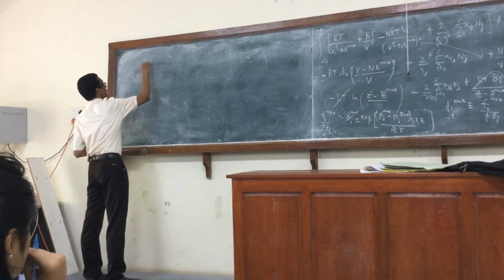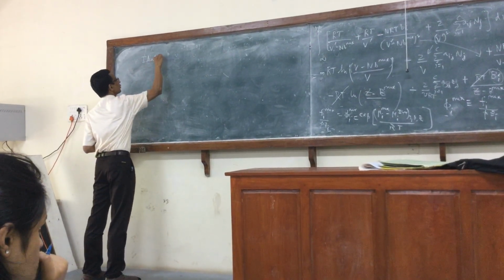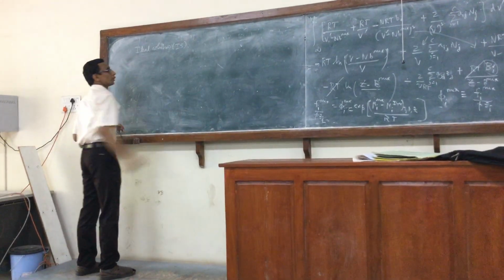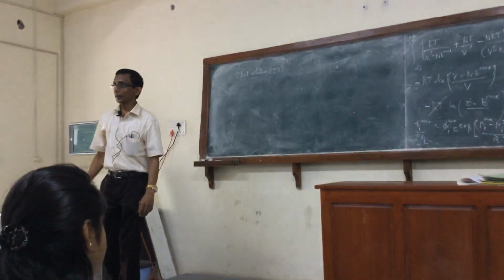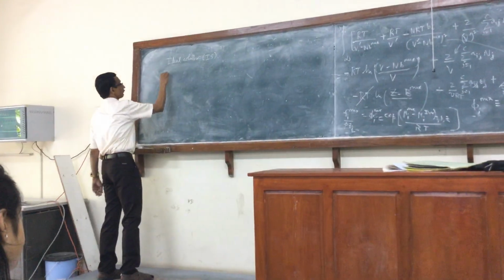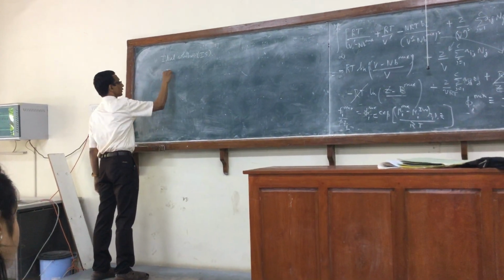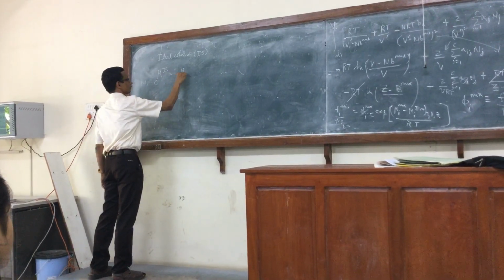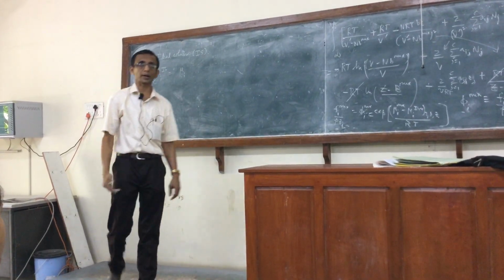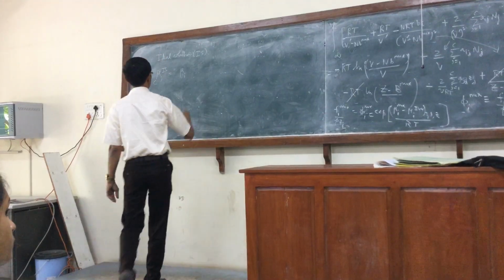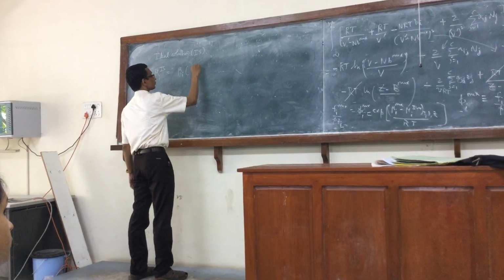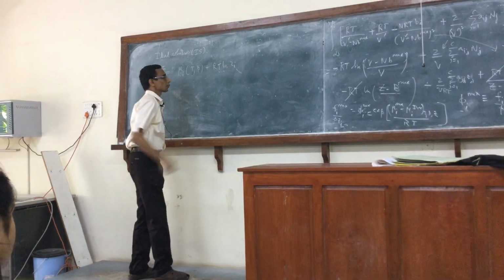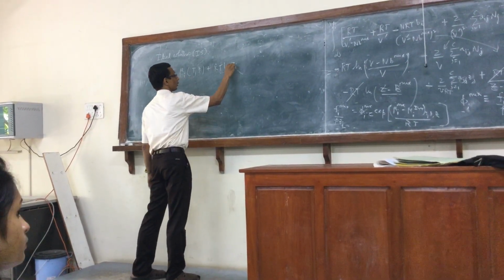is defined like this: ideal solution, abbreviated as IS. The ideal solution is one where each, this is also a mixture, the chemical potential of each component in the ideal solution is given by the pure component chemical potential plus RT logarithm of the mole fraction.